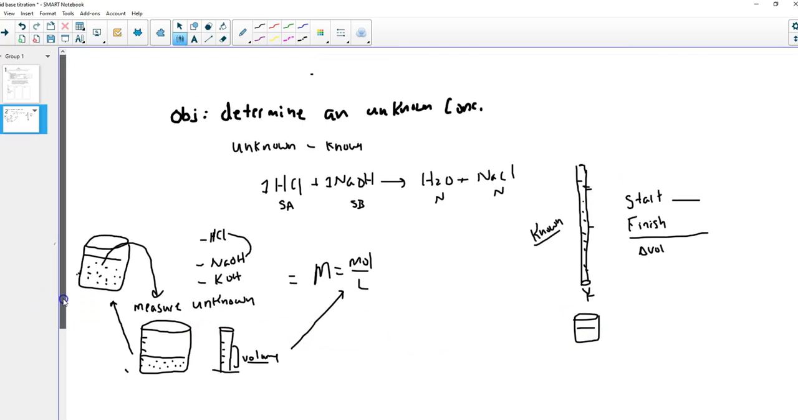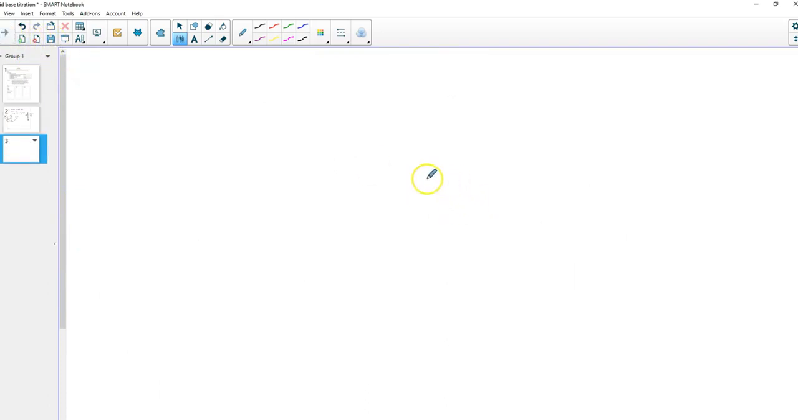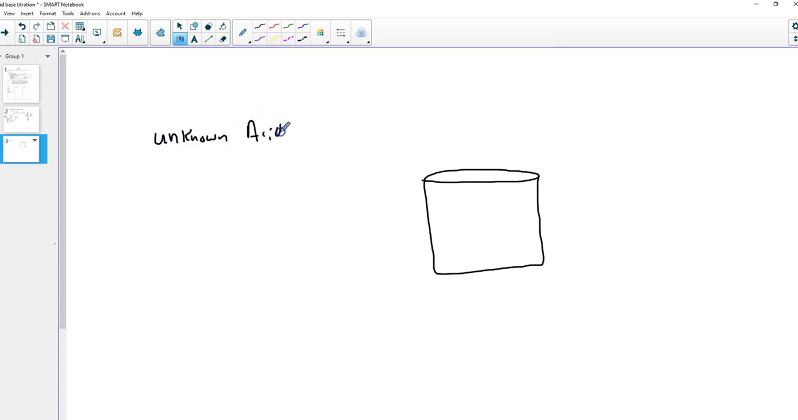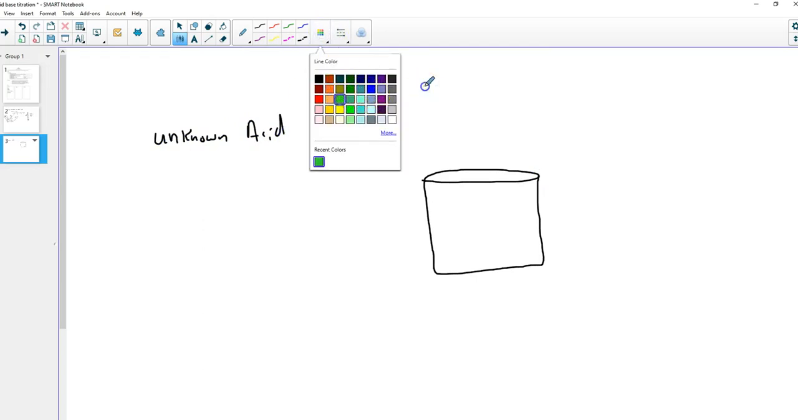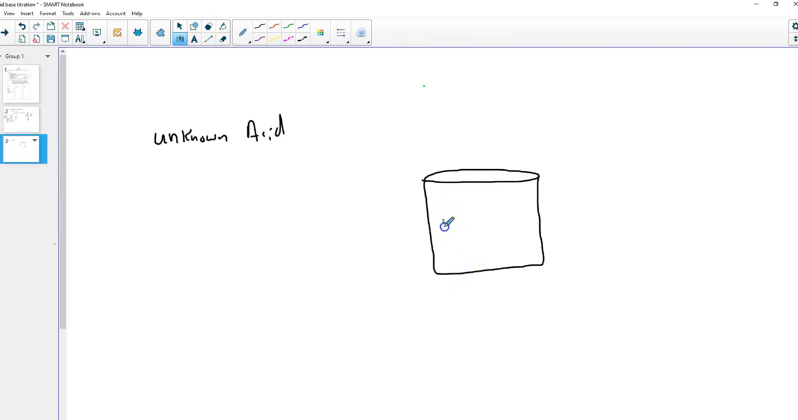Let's take a look at a beaker level at what's happening here. Let's say, for example, that my unknown is an acid. Hypothetically, I'm going to make this green. Now, it's not actually green. This will be a clear solution, H plus, Cl minus. It's a strong acid, so it is going to be completely dissociated. We'll learn more about acids in the next chapter.